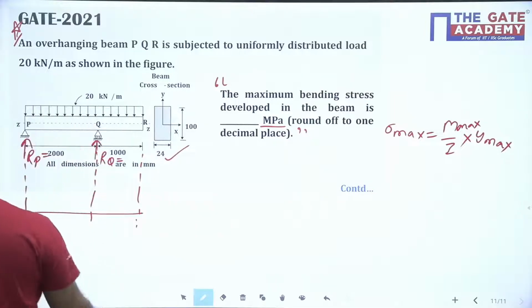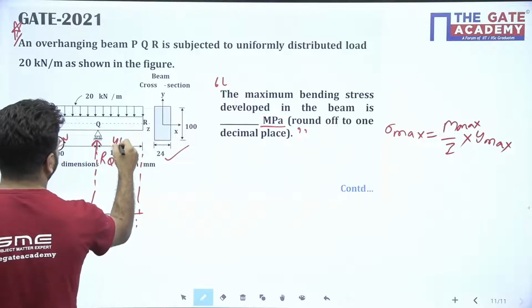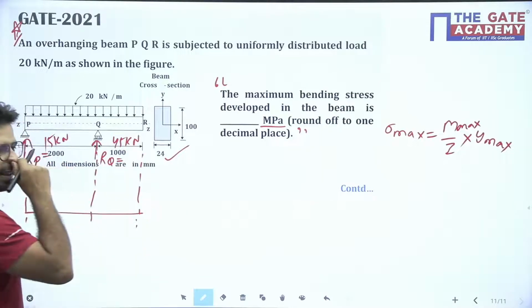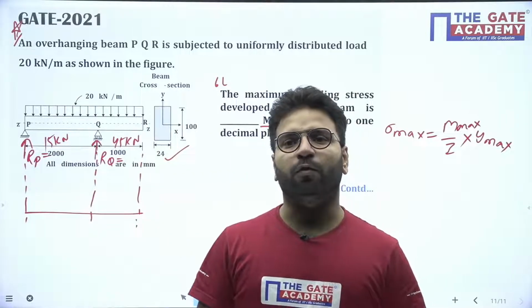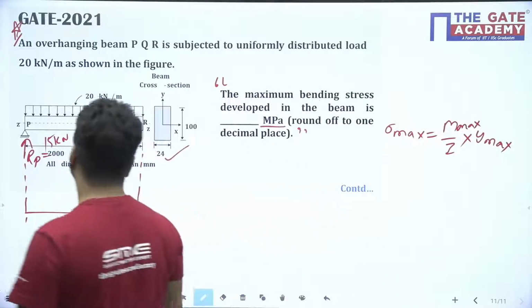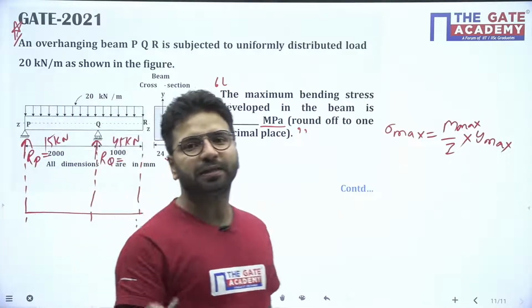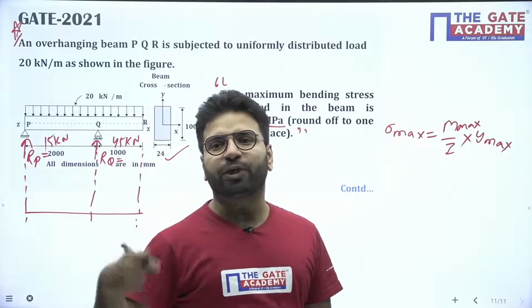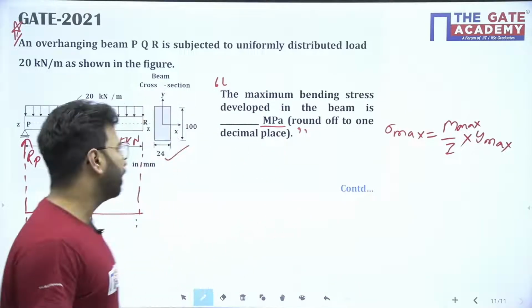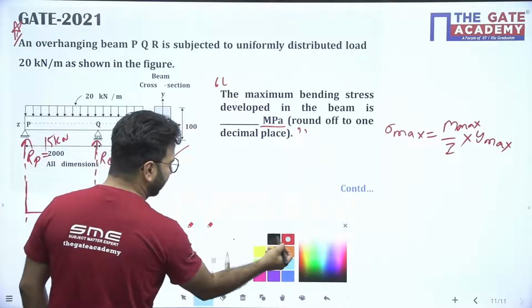The reaction at P is coming 15 kilonewton and the reaction at Q is coming 45 kilonewton. So now you can draw the shear force diagram. I told you yesterday, the shear force at a support will be equal to the reaction at the support. So here, how much reaction? 15. So the shear force diagram will come somehow like that.